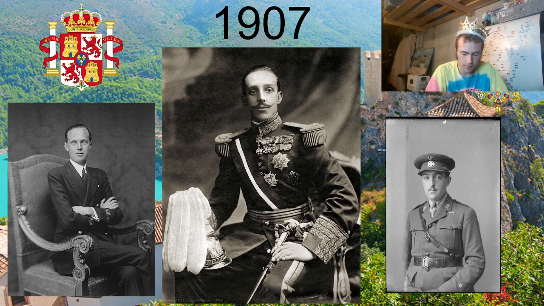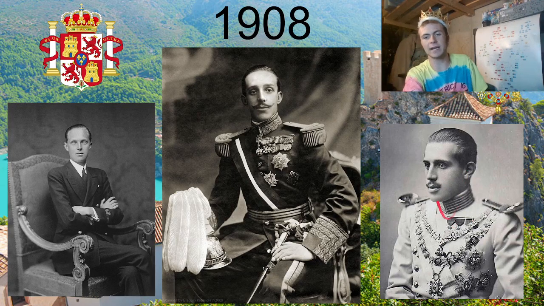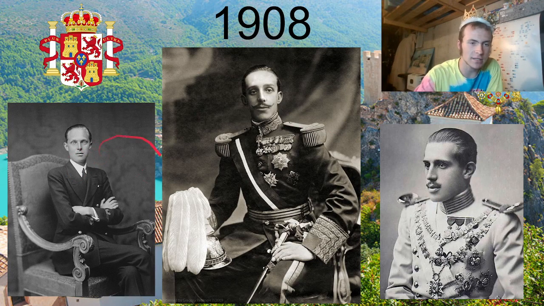So very interesting there. Alfonso XIII. So 1908, Alfonso XIII has his second son, also all Bourbons. His name is Jaime de Bourbon. He was born in 1908. He ends up dying in 1975, and this guy ends up dying in 1938. You'll see why they're not allowed, why they can't inherit the throne.